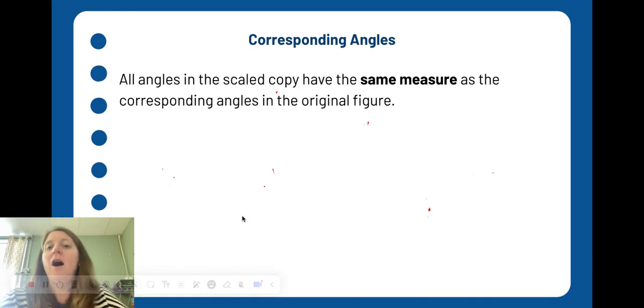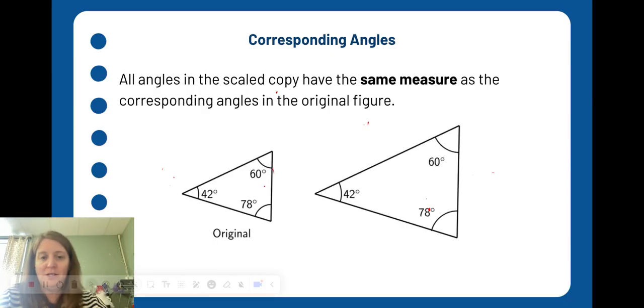Okay. All angles in a scaled copy have the same measure as the corresponding angles in the original figure. So write in same measure. So let's look at it. If you look at these two triangles, even though this one is larger, look at the angles. They're the exact same. This is 60, this is also 60. 78, this is also 78, and 42 is also 42. So all angles in a scaled copy have the same measure as the corresponding angles in the original figure.